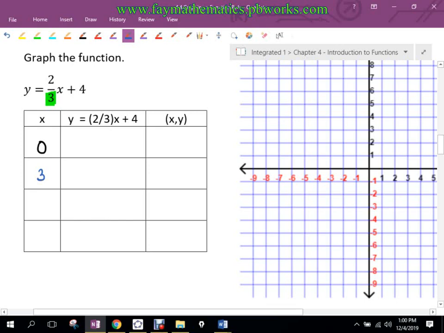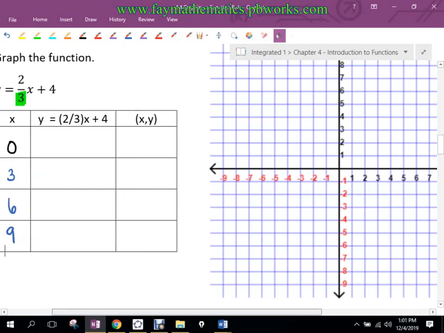3 is a good choice, okay? Because 2/3 times 3 will give me a whole number, right? What's another good choice for x? 6, that's a multiple of 3, and then 9, right? Okay? Now, those are all fine, okay?